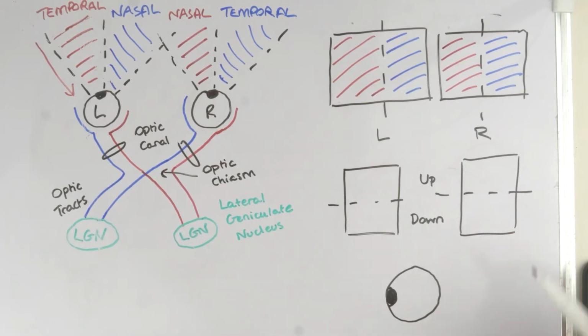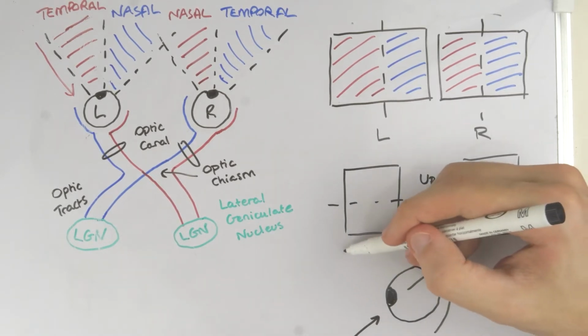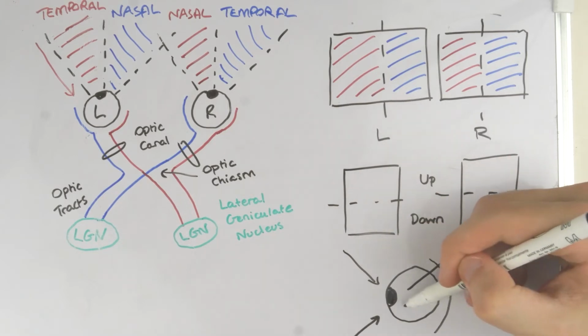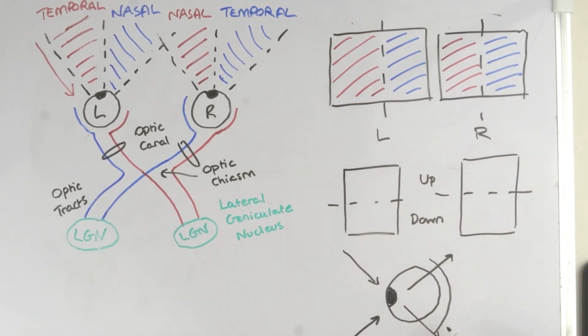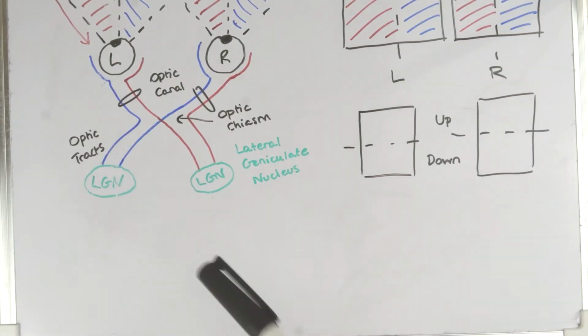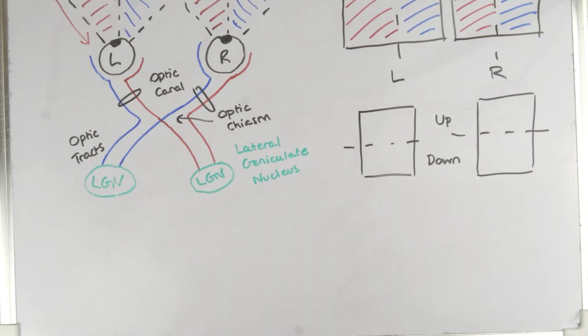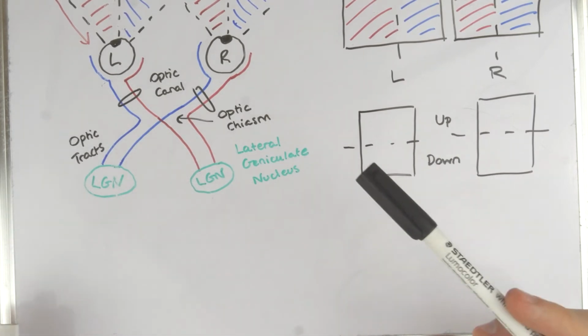If this is our eyeball here and this is the retina at the back, light coming from an inferior direction will strike the retina at the top, and light coming from a superior direction will strike the inferior retina at the back, which is what leads to this separation. And this is actually really clever because the brain sends these fibres for up and down through two completely different pathways to keep them separate.